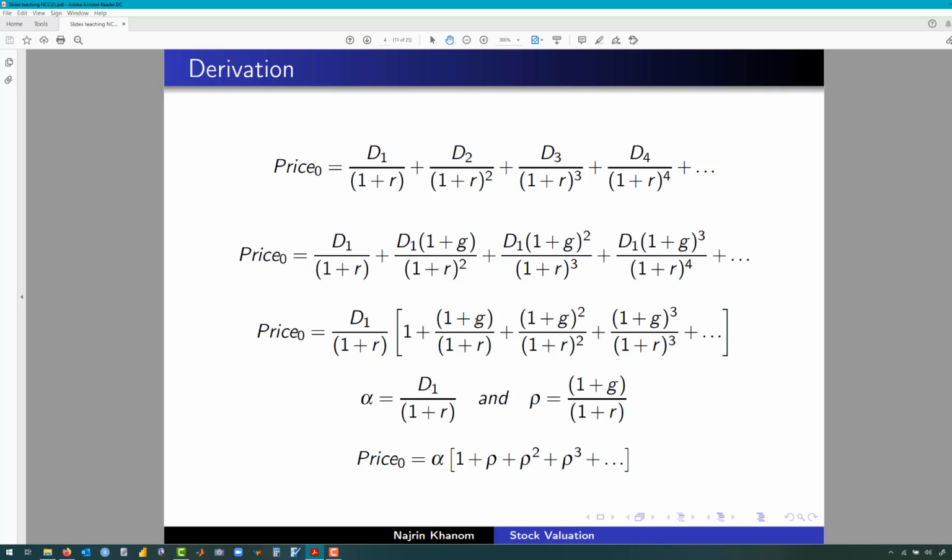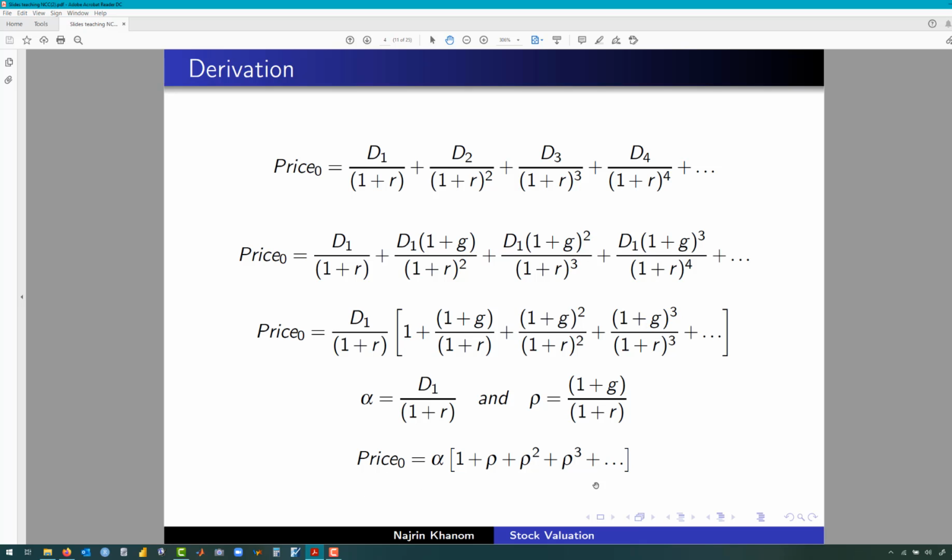If rho is 1 plus G over 1 plus R, if you have 1 plus G squared over 1 plus R squared, then this entire thing is rho squared. And then the third or the fourth term here, this is rho cubed. The next one would be rho to the power 4, and so on, right? So this goes on till infinity. All right, so that's the price of a stock today with a constant growth rate.